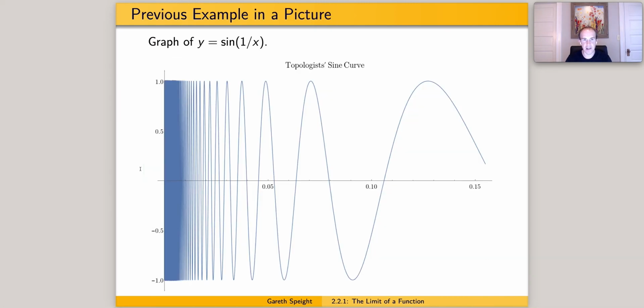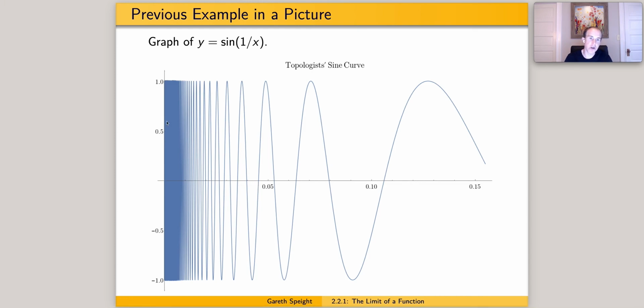So let's see what that looks like on a picture. So here's the graph of y equals sine of 1 over x, which is commonly called the topologist's sine curve. And we look at what happens as x is getting smaller and smaller. So sine of 1 over x keeps oscillating between 1 and minus 1, 1 and minus 1. And it does it faster and faster as we approach x equals 0, okay?